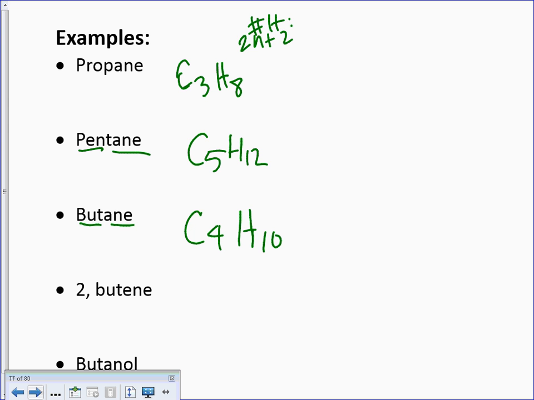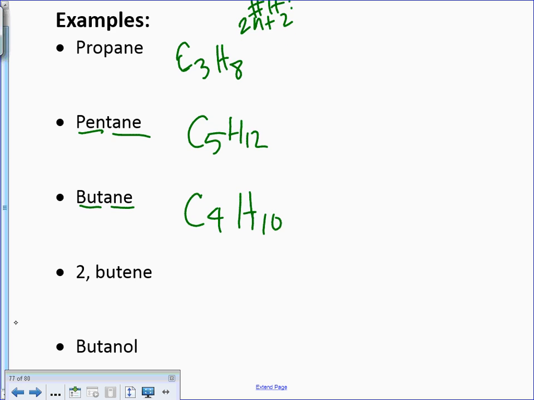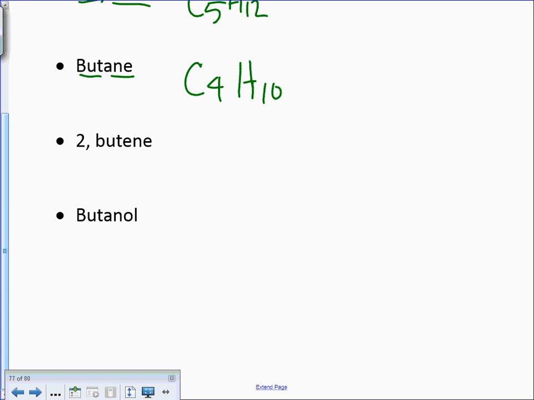Okay, this one's funky. Do you notice the ending? So what is that ending telling us? Double bond. Okay, so we already know that's a double. And this number is telling us where the double bond is. It's on the second carbon. That just helps us place it if we ever need to. So how many carbons across?